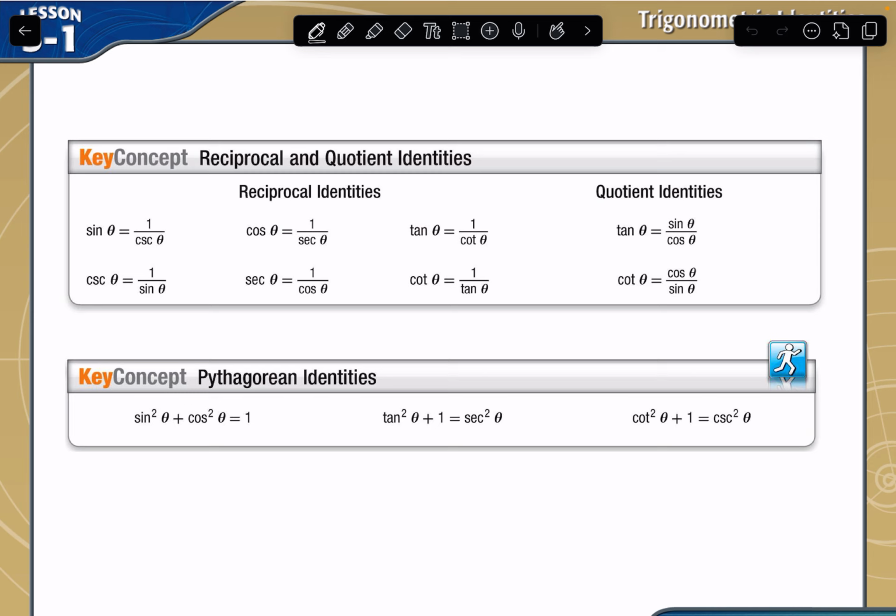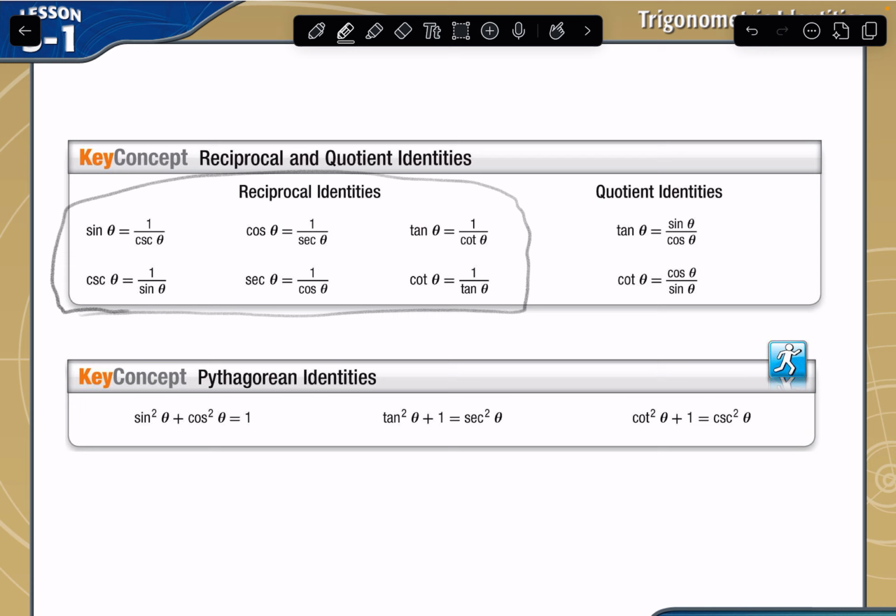So your first set of identities that you have are these reciprocal identities. Some of these should look familiar to you. Basically sine and cosecant are opposite of each other, cosine and secant are opposite of each other, tangent and cotangent are opposite of each other. Reciprocal meaning it's just 1 over their opposite.